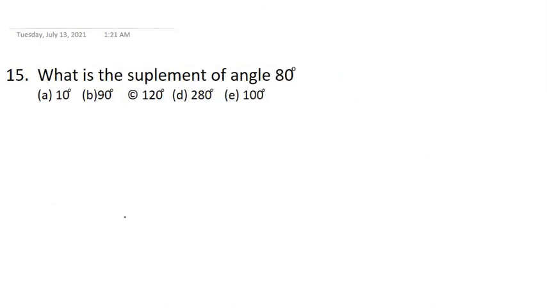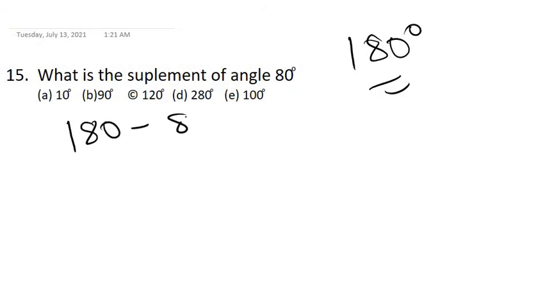What is the supplement of angle 80? Supplement simply means adding two angles or more. The angles you add up to get 180. Supplement always sums up to 180. So what will I add with 80 to get 180? You do 180 minus 80. Your answer will give us 100 degrees. So the right answer is E.